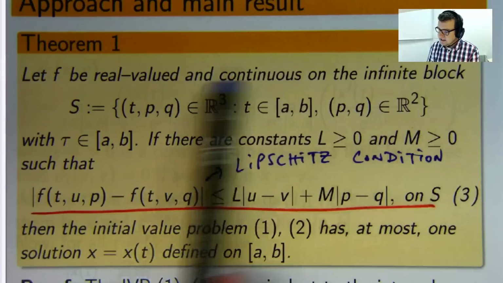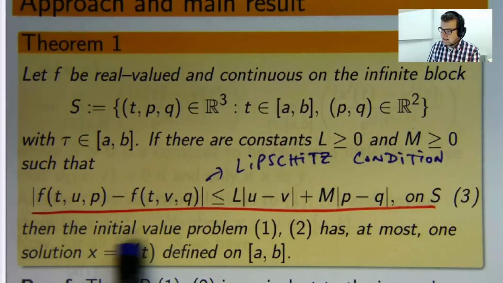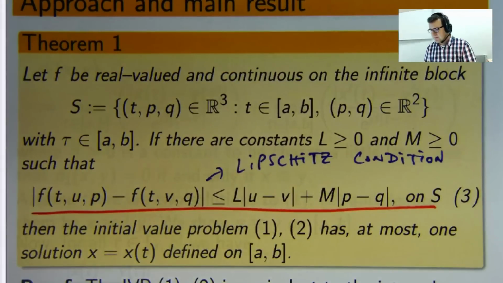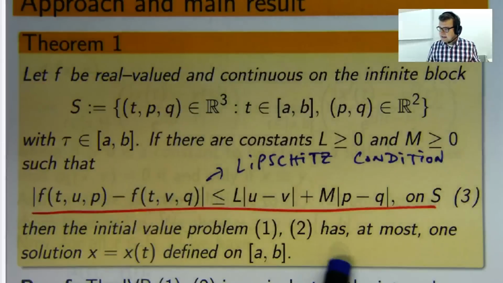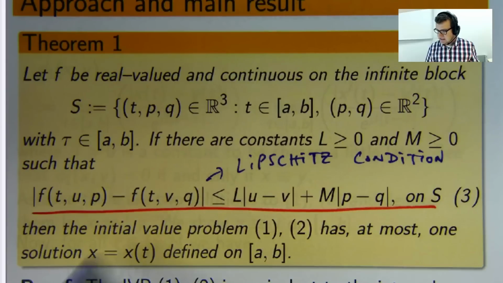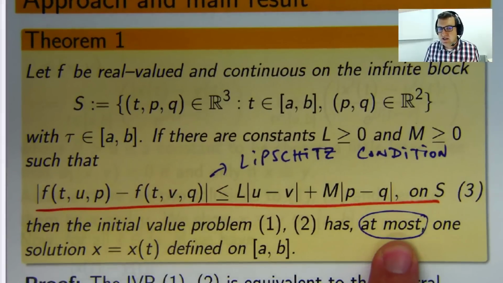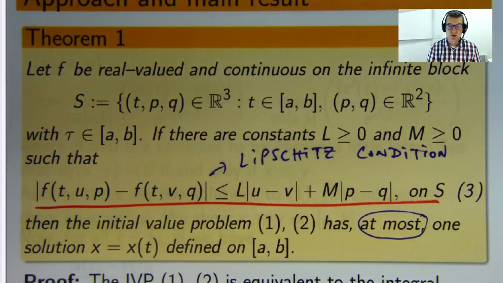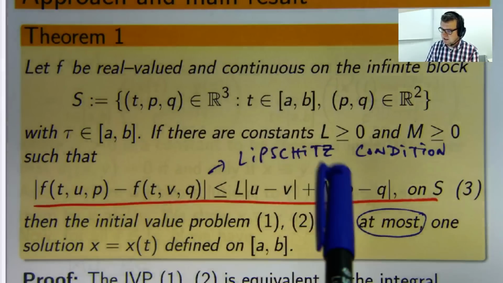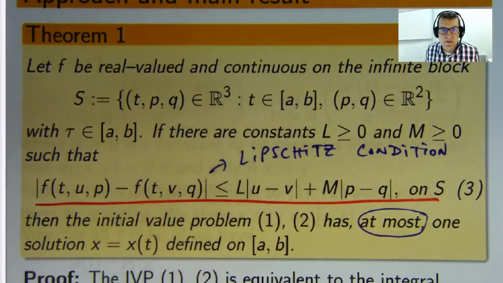Okay, so under those conditions, the conclusion is the initial value problem 1, 2 has at most one solution on an interval like this. Okay, and tau's a point in between A and B. Now, I'm not going to talk about the existence part of that. I'm going to talk about the uniqueness. So at most, we say that essentially what we're really restricting our attention to here is that there's either one solution or no solutions. All right, so continuity plus Lipschitz gives us what we want.